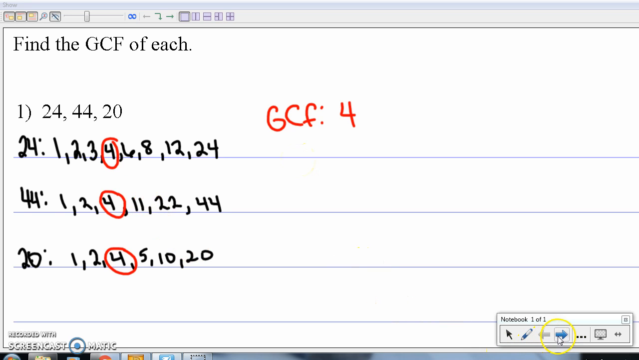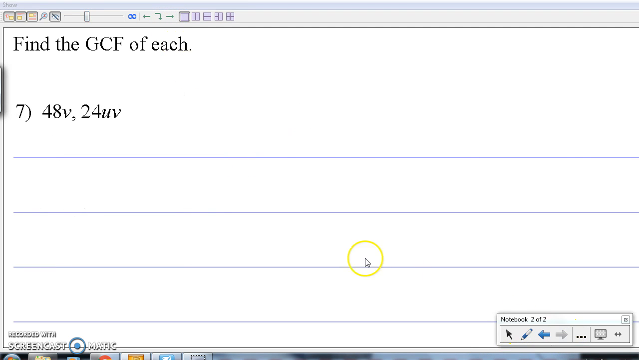The one thing that we're doing that is new before we start factoring is to find the GCF of a term or terms that have variables in them. So if you look at number 7, you'll notice that we have some variables in there. We're going to deal with these numbers the same way. What is the biggest number that goes into 48 and 24?